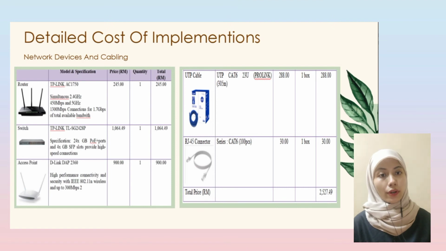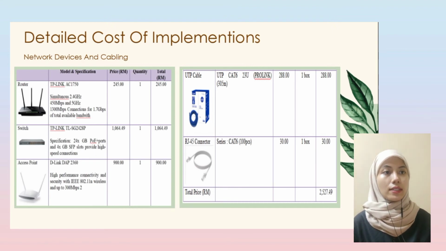For the access point, our team has chosen the TP-Link DAP-2360 with high performance connectivity and security, with IEEE 802.11 wireless and up to 300 megabit per second, with a quantity of 1, and the price is 900 ringgit only.